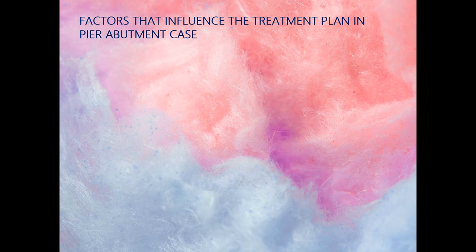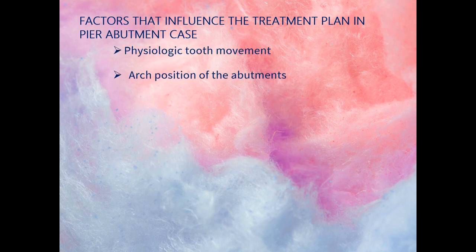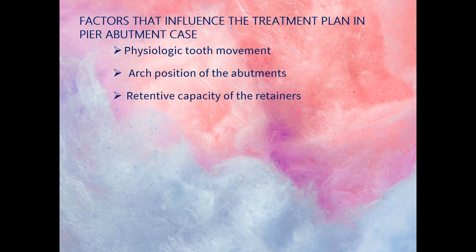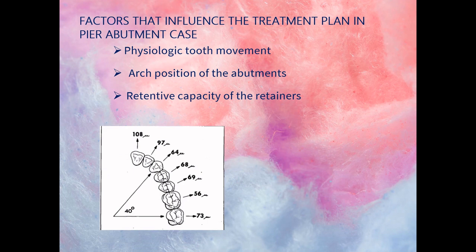Next, coming to the factors that influence the treatment plan in a pier abutment case. There are basically three factors: the physiologic tooth movement, arch position of abutment, and retentive capacity of the retainer. In this figure you can see the buccolingual movement of the teeth varies according to different teeth, and it ranges from around 56 microns to 108 microns. There is also apical direction movement, that is intrusion, which is recorded to be 28 microns for maxillary incisors. And we know that mobility of the teeth varies during the day, and it's usually greatest in the morning.